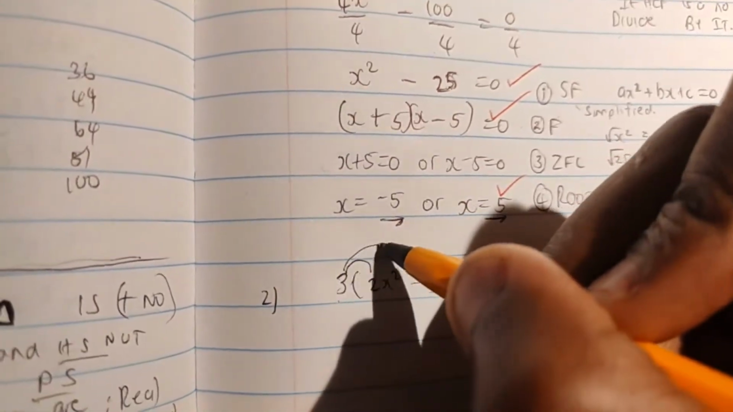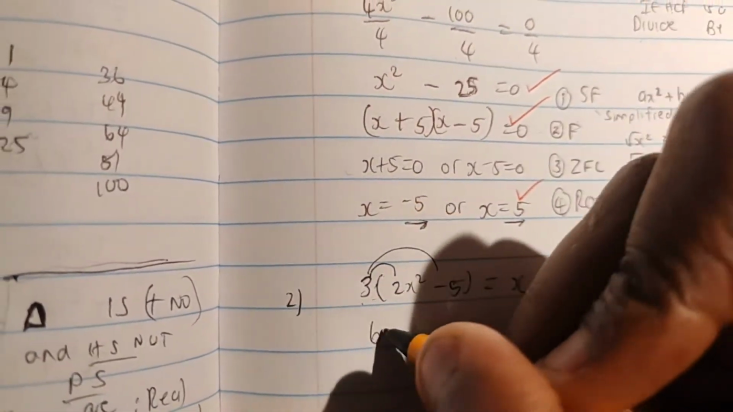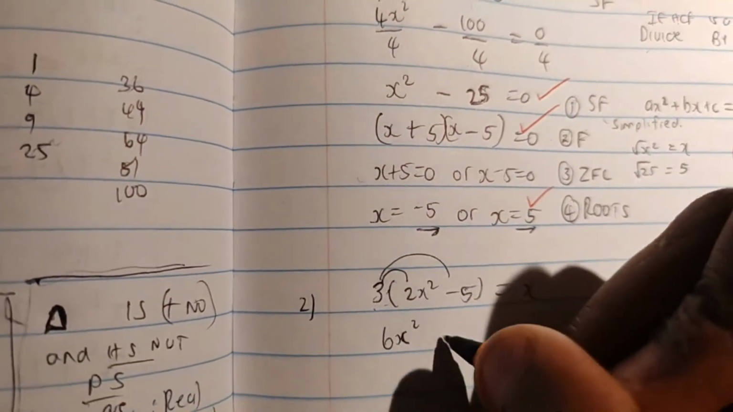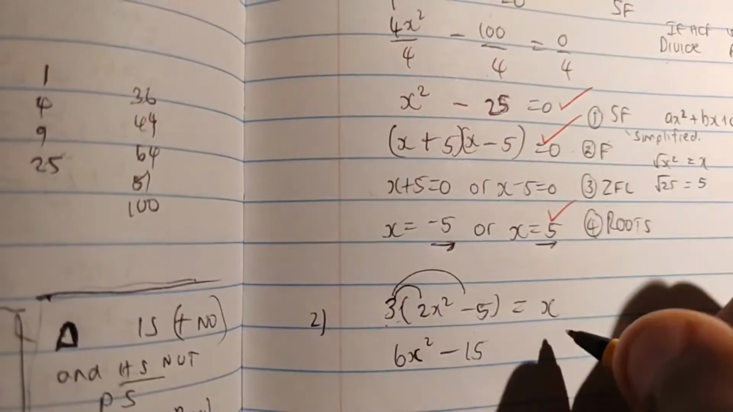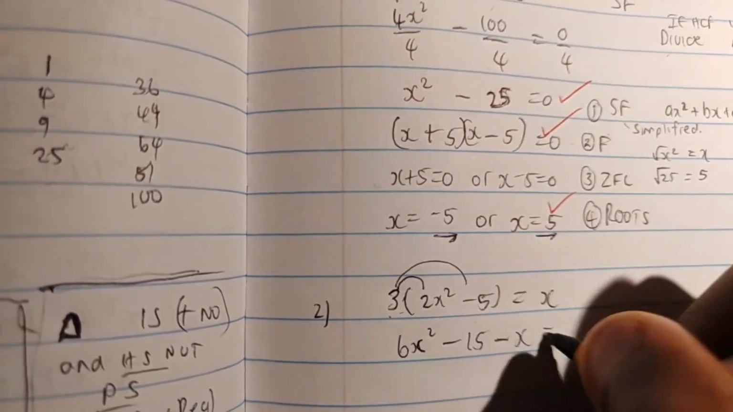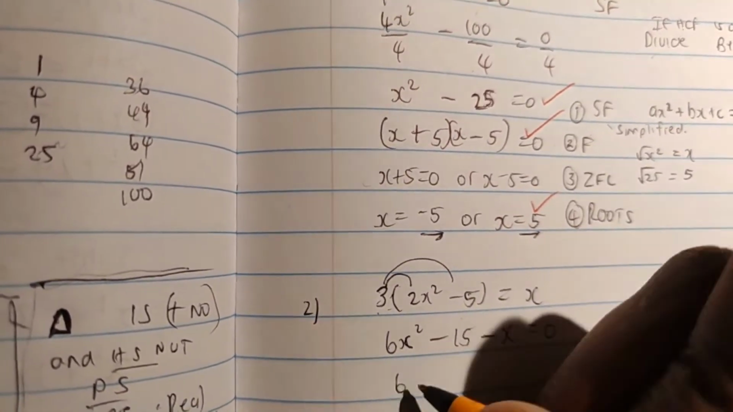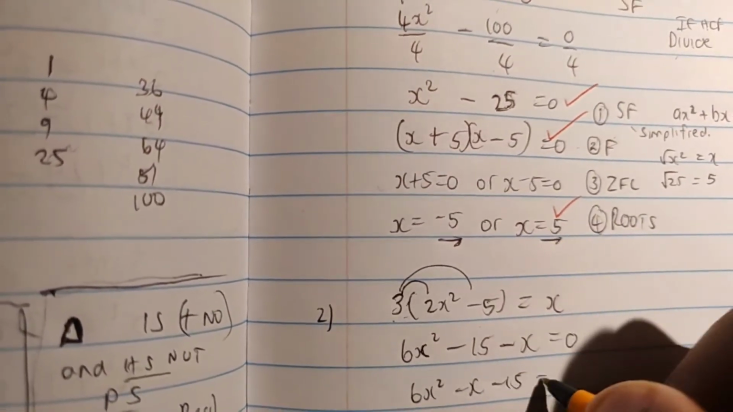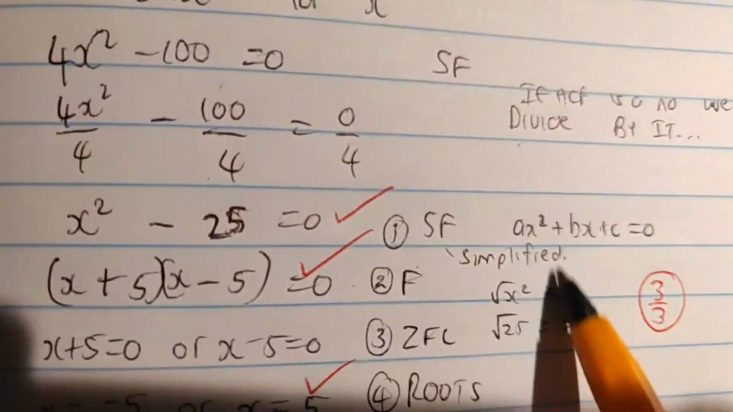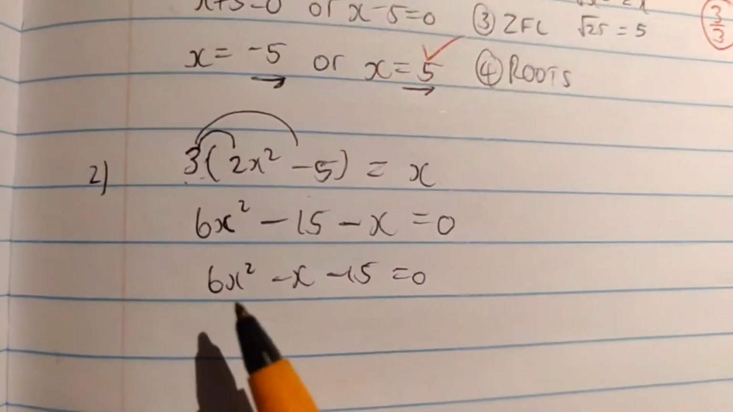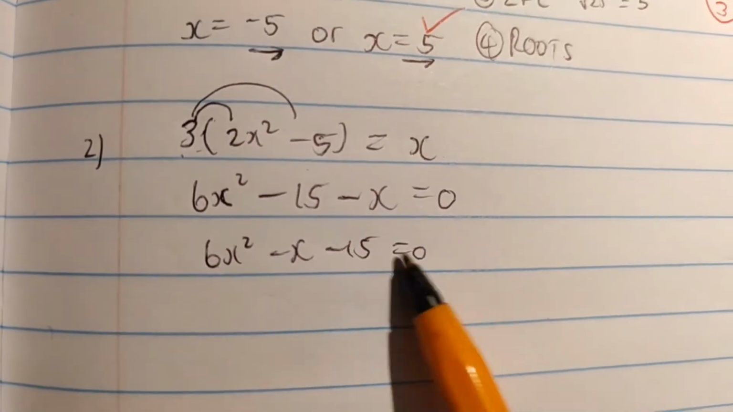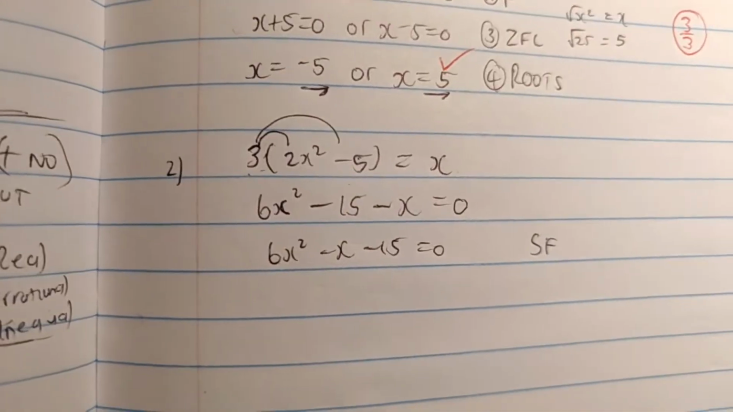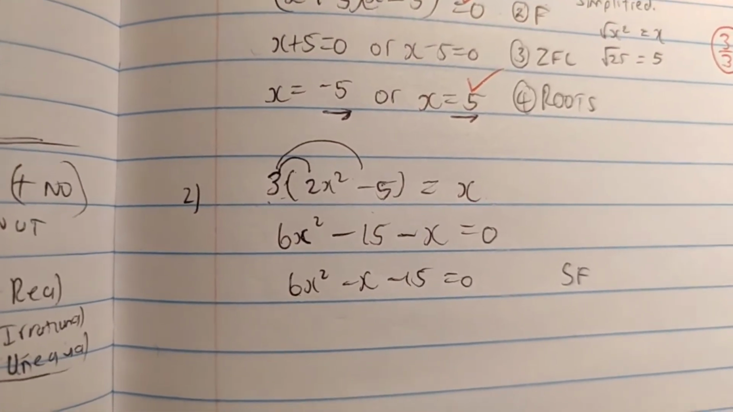So let's first do the distribution. 3 times 2x squared is 6x squared. 3 times negative 5 is negative 15. We transpose the x, we get minus x is equal to 0. Now the order of the terms needs to be in the standard form that we know. So we have 6x squared minus x minus 15 is equal to 0. This is our standard form. Okay.